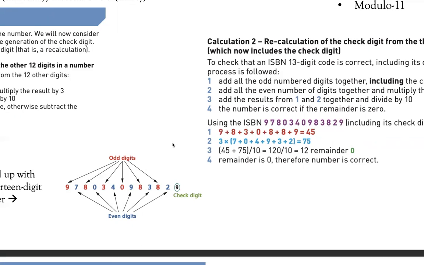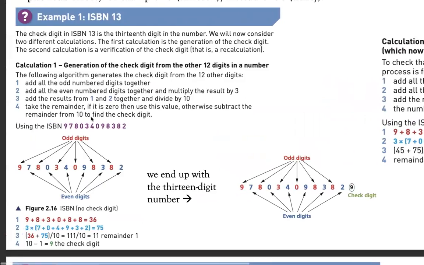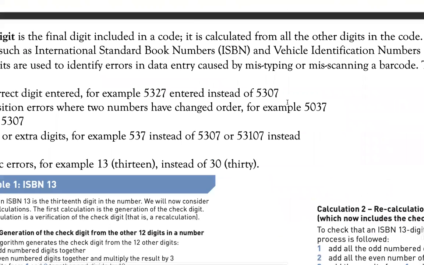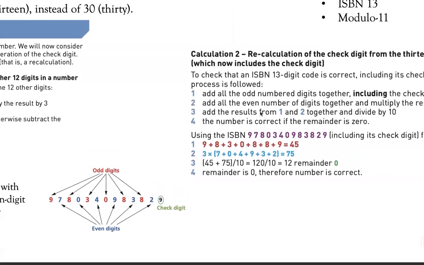And there has been no such error, such as transposition or phonetic or missing a digit, and so forth. None of these errors. How did I verify it? Because the recalculation along with the check digit, 120 divided by 10 is 12, remainder 0. If I am getting a recalculation remainder 0, that means the number is okay. If I don't get a remainder 0, that means the check digit has identified a possible error in this number.